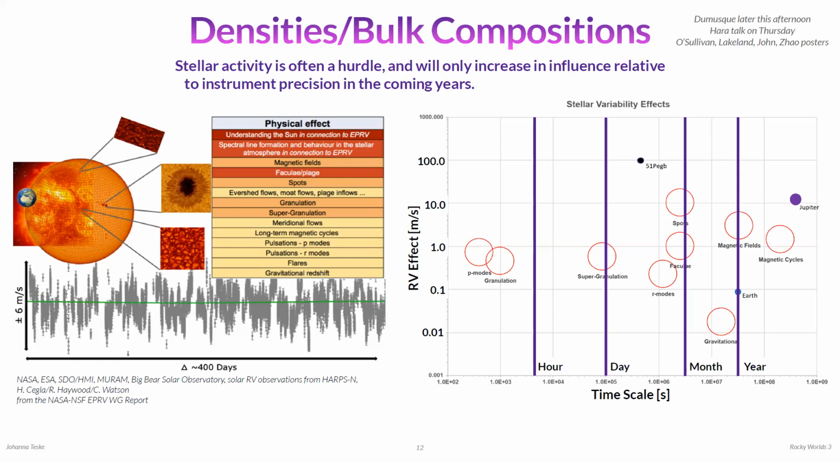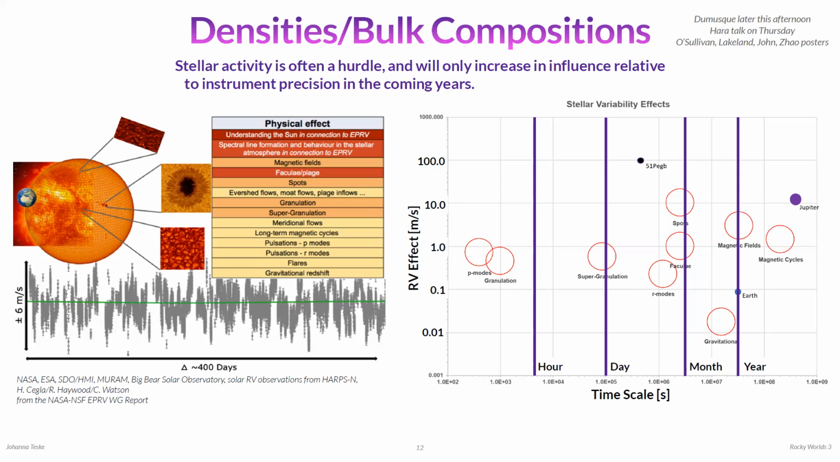Stellar activity is often a hurdle in measuring the masses of these small planets, and for the transiting planets, their bulk densities. And this is only going to increase in being a problem as our precision in mass measurements gets better. And so these are both figures from a collaborative effort that I was part of called the NASA NSF EPRV, Extreme Precision RV Working Group.